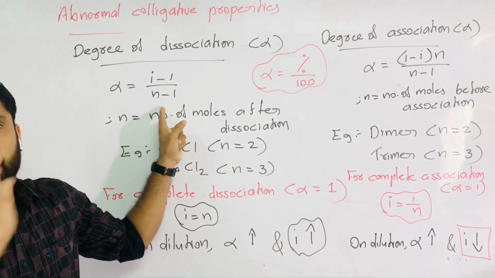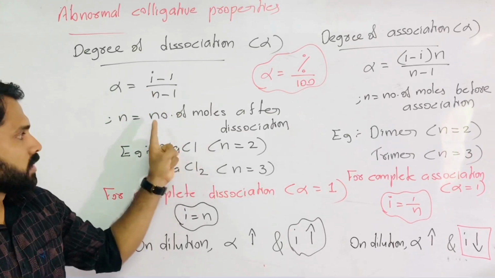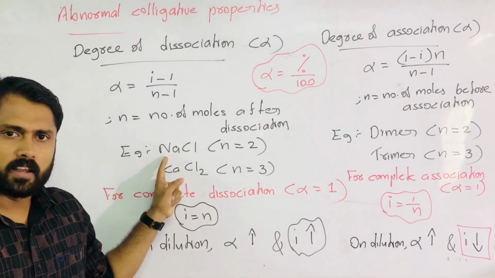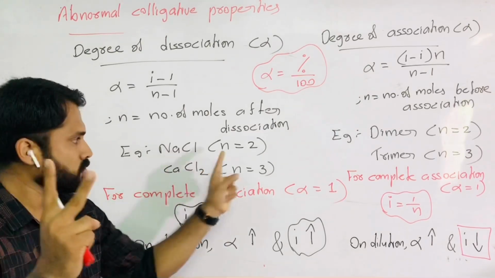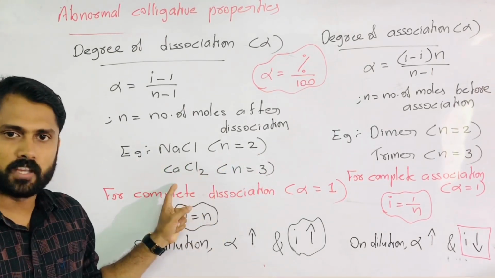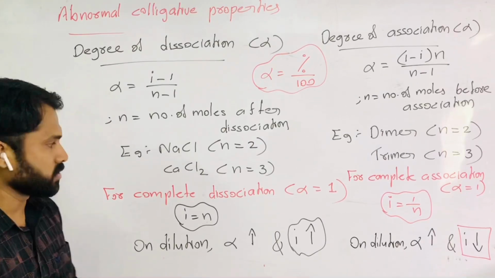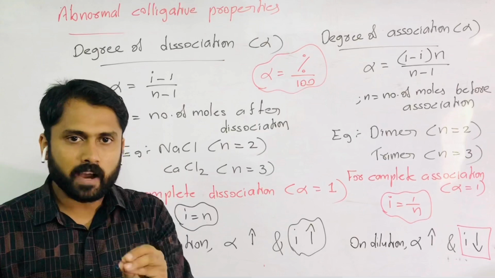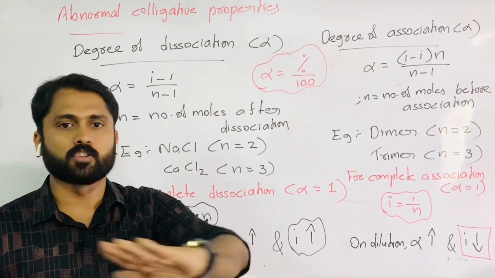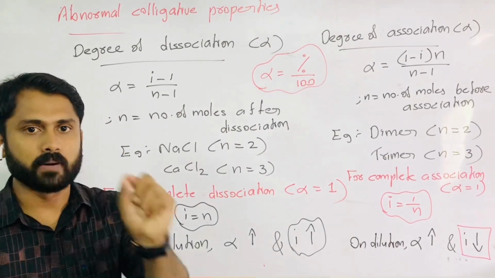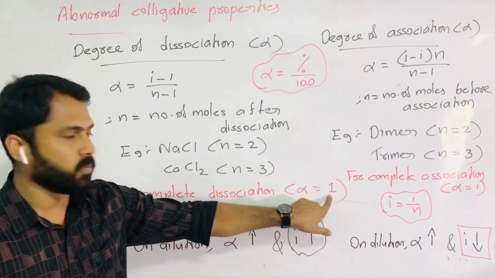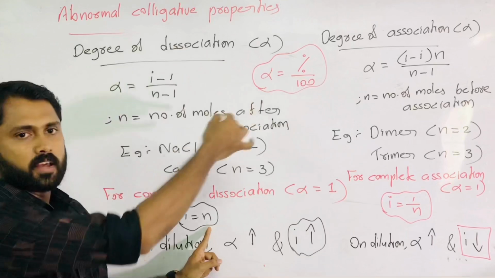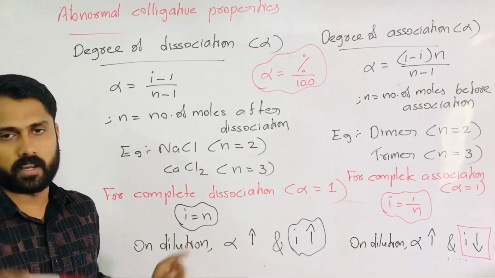What is i? That is the van't Hoff factor. n is number of moles after dissociation. Very simple. NaCl dissociates into 2 ions, so n equal to 2. CaCl2 dissociates into 3 ions, that is 1 Ca and 2 Cl, so n equal to 3. If an ionic compound undergoes complete dissociation, that means 100% dissociation, alpha will be 1. Then i equal to n. By substituting here, we will get that answer, i equal to n.